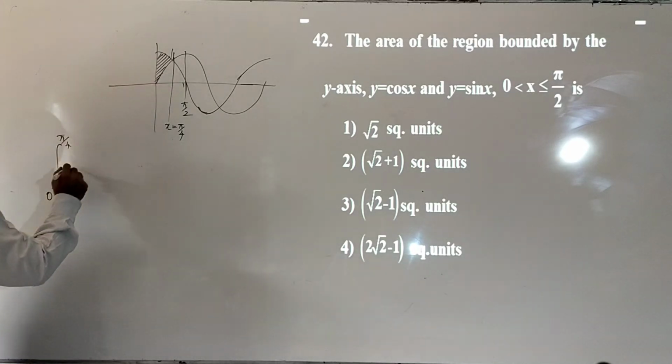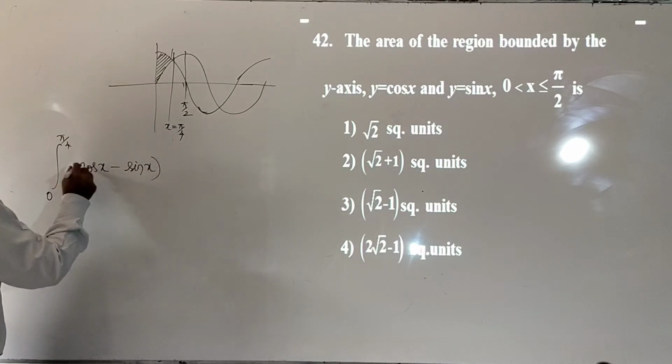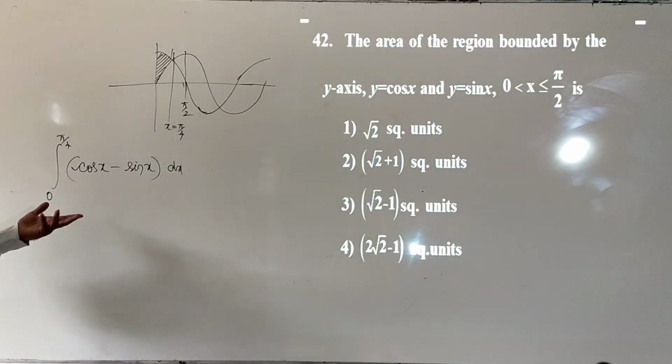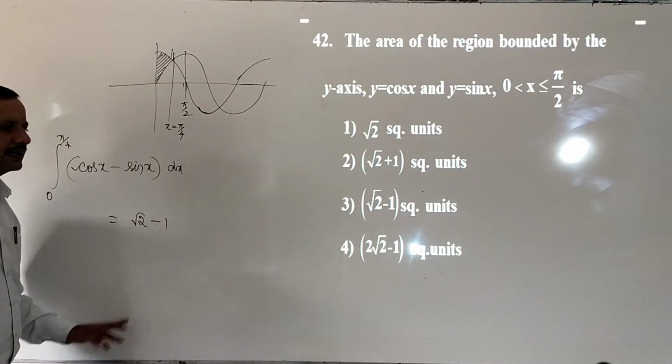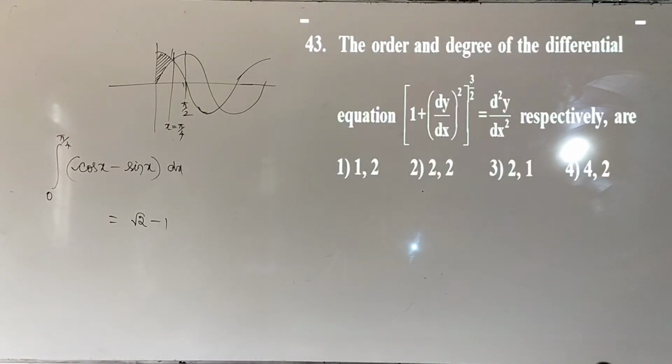First, the area bounded by cos x minus the area bounded by sin x. Cos x minus sin x into dx. Integrate it. Already we saw this integral in the other problem. After all the simplification, you will get root 2 minus 1 square roots.